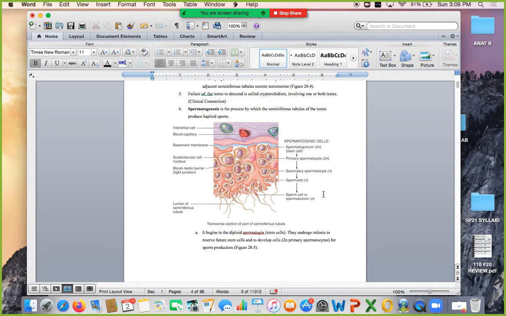The other thing of note here in this diagram is that we start off with 2N and then we end up with N. And what does that mean? That means we start off with a diploid cell and we end up with a haploid cell. The haploid cell is only going to have half of the amount of DNA as the diploid cell, but a very precise half. It's not a random half. We have one copy of chromosome 1, one copy of chromosome 2, one copy of chromosome 3, one copy of chromosome 4, etc.